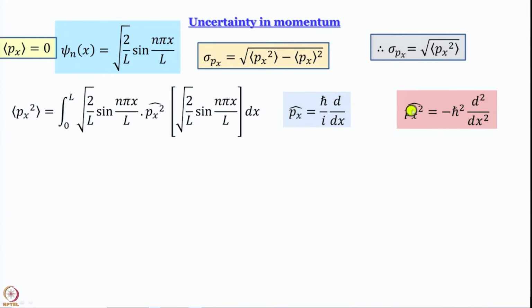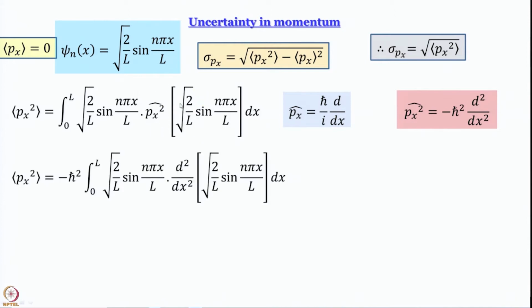Because kinetic energy is Px square by 2m. Okay. So, all our discussion is in sync. So, Px square operator is minus h cross square d2 dx2. Now what we have to do is take this expression for the operator and plug it into the integral.